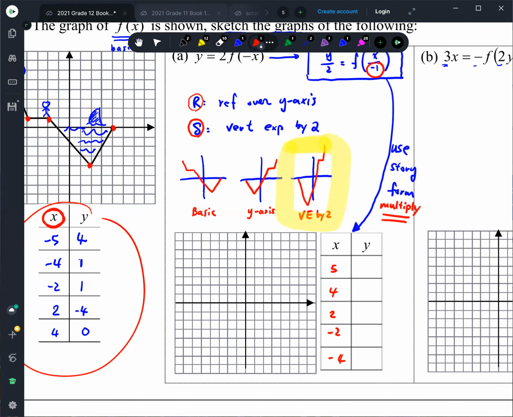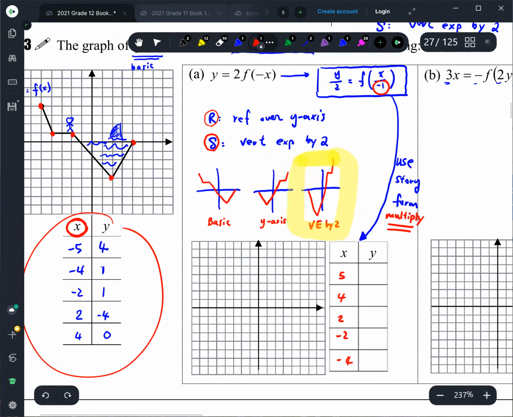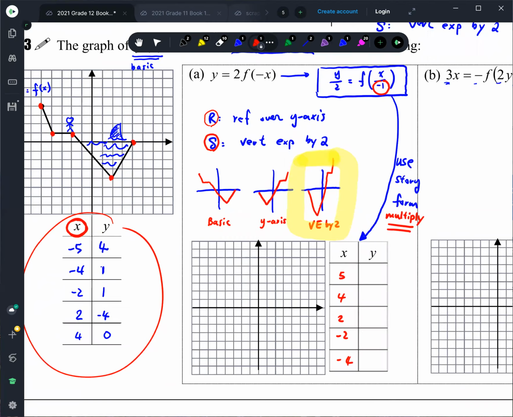Okay, very straightforward. You look at your story form, whatever that's underneath, that's the number you multiply. That's why the story form is very important. If you get the wrong number underneath, your points will be all wrong, right? Now under the y, you see a 2, right? I'll use the green. So it affects all the y's.